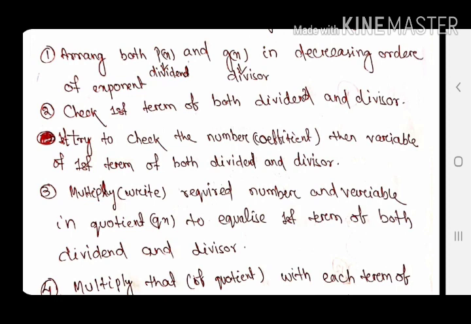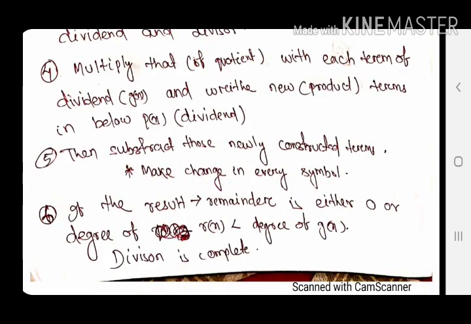So then I will write something in the quotient, which means I will multiply something with the first term of the divisor to make it equal to the first term of the dividend. There are two things in a term, that is the coefficient and the variable. So first I will finalize the coefficient along with the symbol, and then the variable. By this we are getting a term in the quotient.